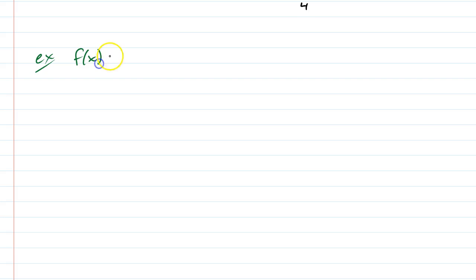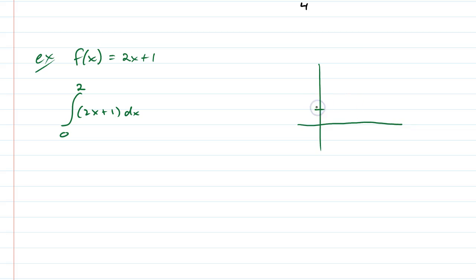Another example where this will happen is something like 2x plus 1. Let's say we wanted to do the integral from 0 to 2 of 2x plus 1 dx. Well, drawing a picture this way, we have a y-intercept of 1, and every time you go over 1, you go up 2, over 1, up 2, just drawing a graph of what that would look like. It's just a line. Now, I actually want to find the area from 0 to 2. I want to find this area underneath the curve.